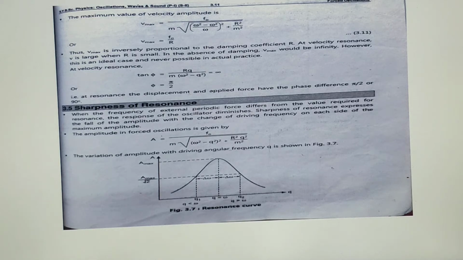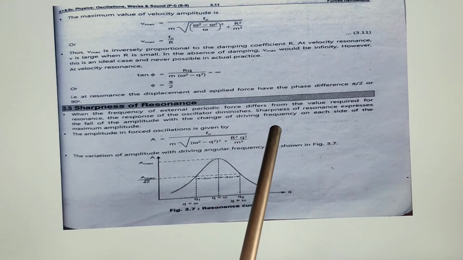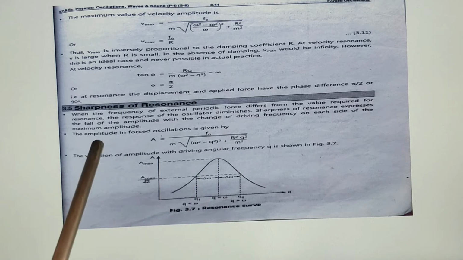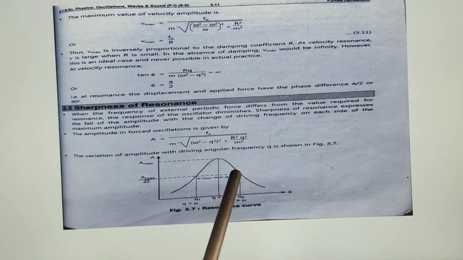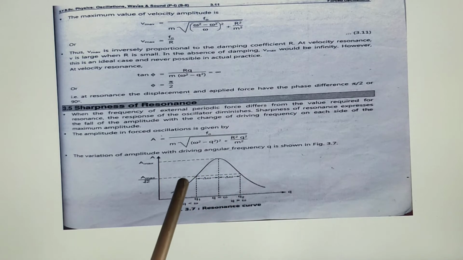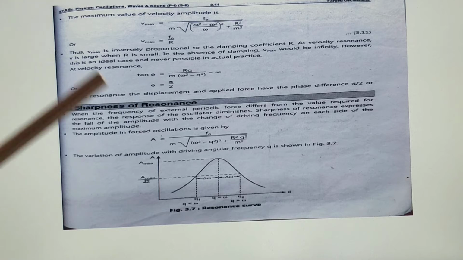The sharpness of resonance expresses the fall of the amplitude with the change of driving frequency on each side of the maximum amplitude. That means here is the maximum amplitude, and on each side of the maximum amplitude there is a fall of frequency. Okay.